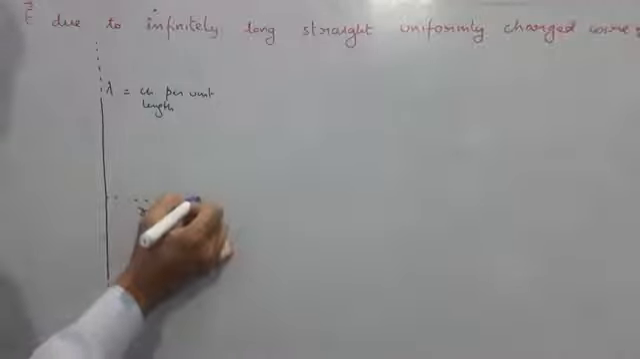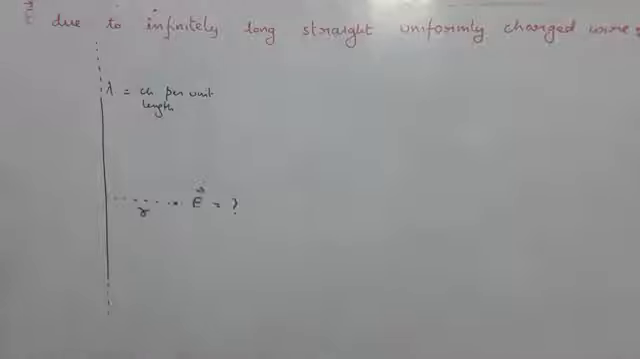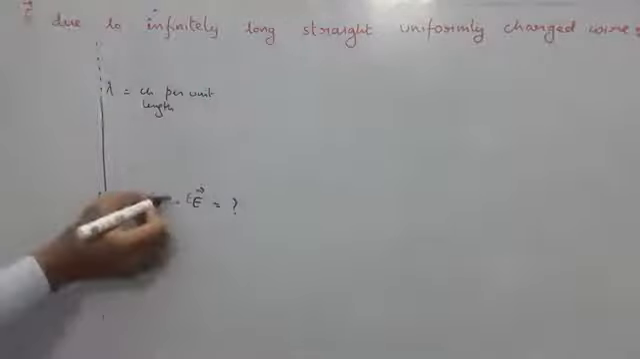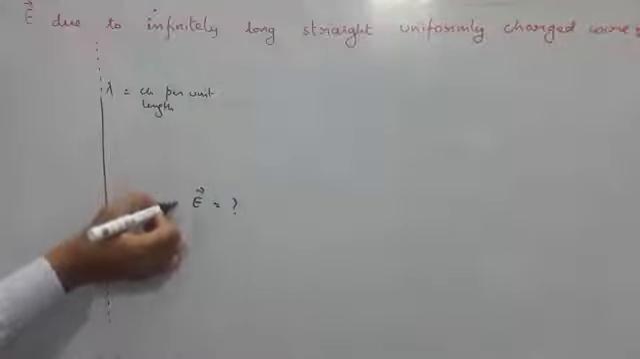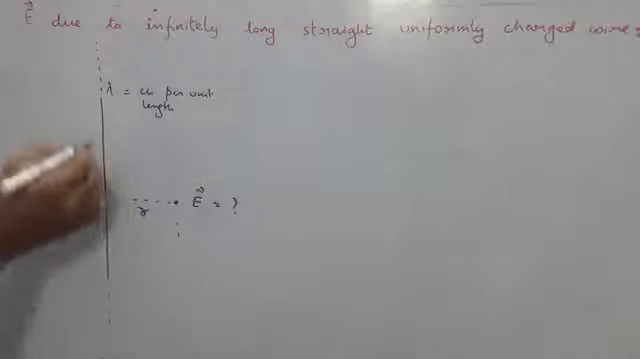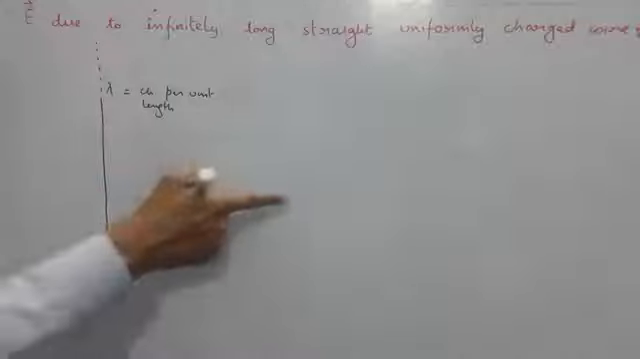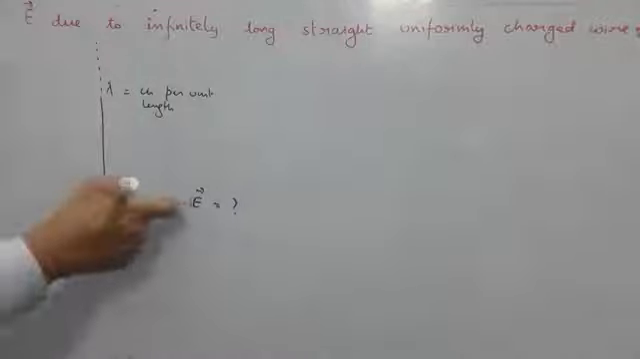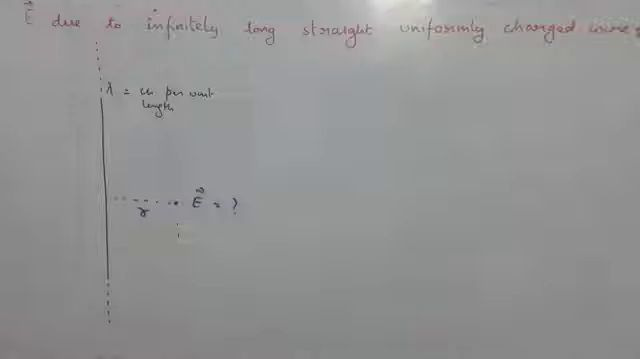So here the electric field E is to be found. We'll use Gauss law to find the electric field. First we'll take into consideration the concept of symmetry. Since this wire is very long, if I take other points also at the same distance r, the electric field must be the same. And if it is positively charged, it should be directed away, and if it is negatively charged, it should be directed towards the wire.